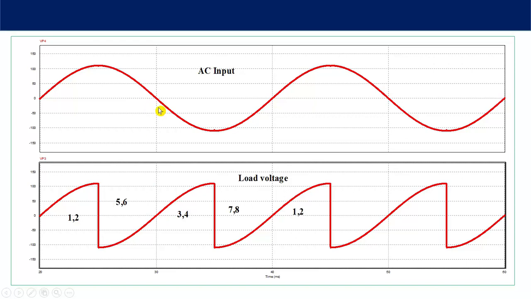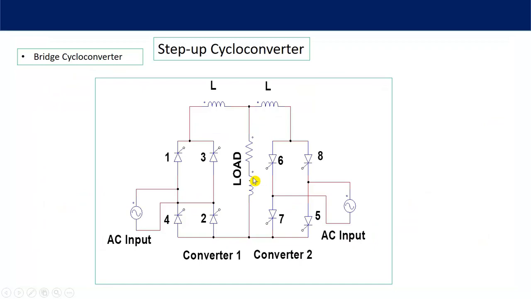Then in the negative half cycle, you want positive output voltage. That means now here it is negative, here it is positive. If you want positive output voltage, then negative, positive, so this positive is across this point. So this point is positive. Then the favorable condition is for thyristors number 3 and 4. So you turn on thyristors number 3 and 4, and you will get positive output voltage.